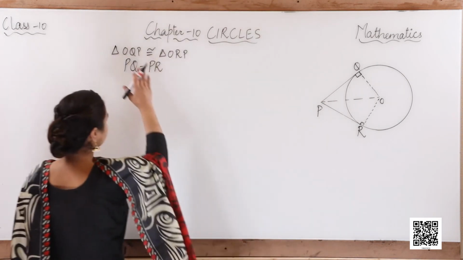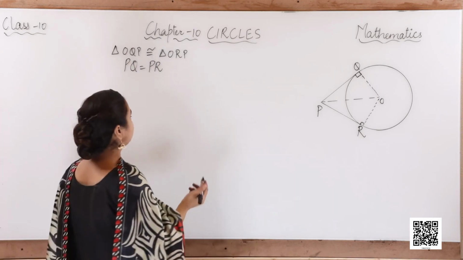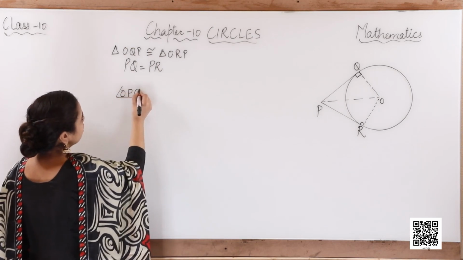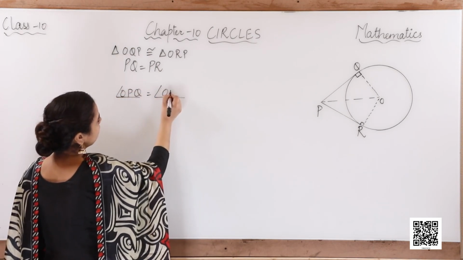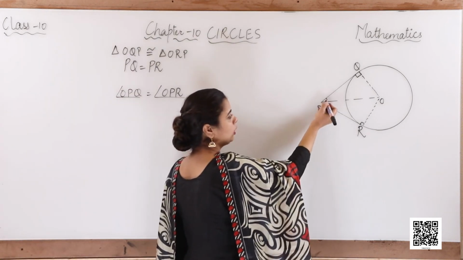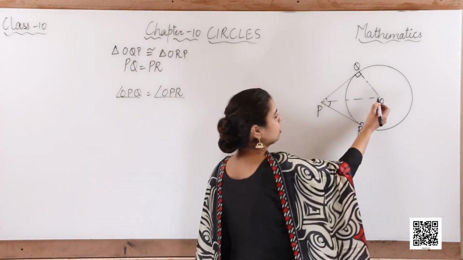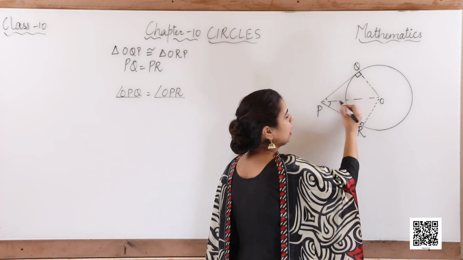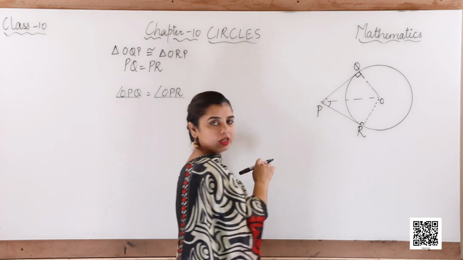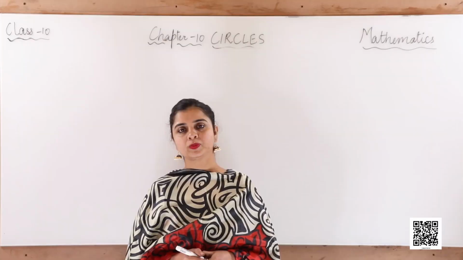You can see that if these two triangles are congruent and corresponding parts of congruent triangles are equal, we can say that angle OPQ is equal to angle OPR. They are corresponding parts. So we can say that the center of the circle lies on the angle bisector of the angle between the two tangents. So this is another result that we have got from this theorem.